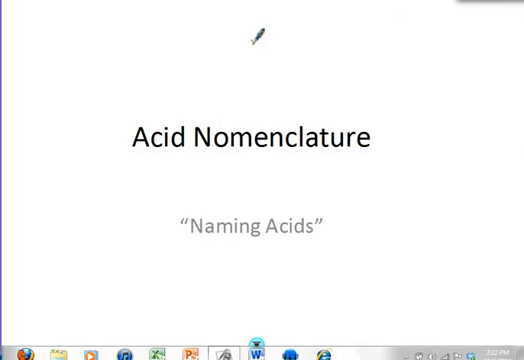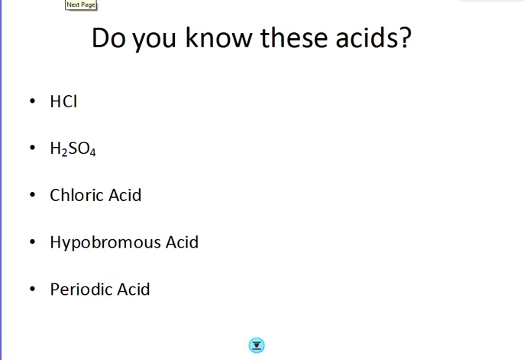Okay, acid nomenclature, which is essentially just naming acids. Before we get started, I want you to look at these 5 examples here, press pause, and try and do these for a second. Just try and do them without any instruction.